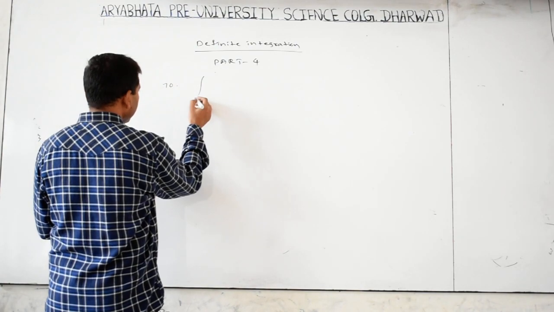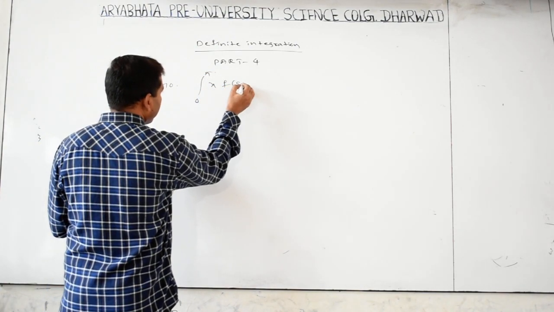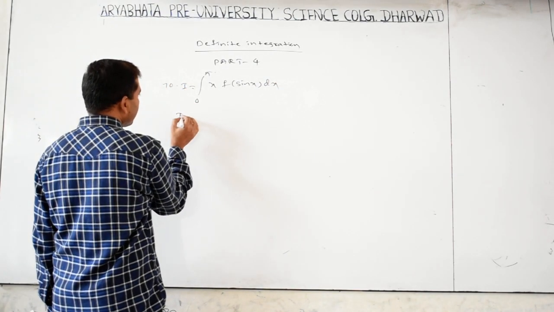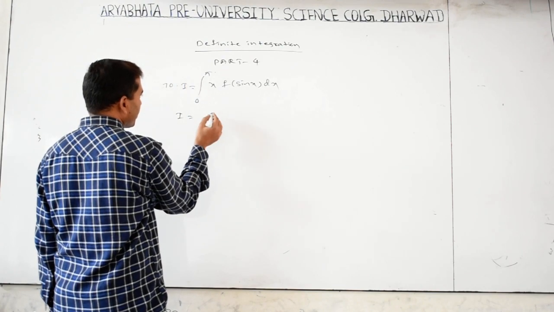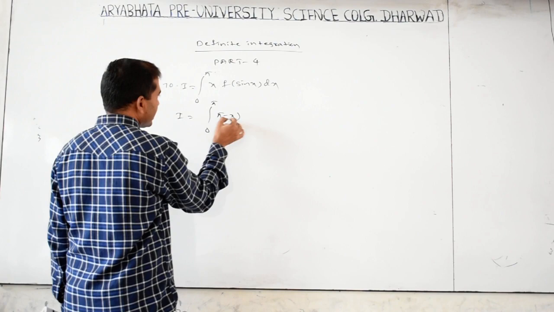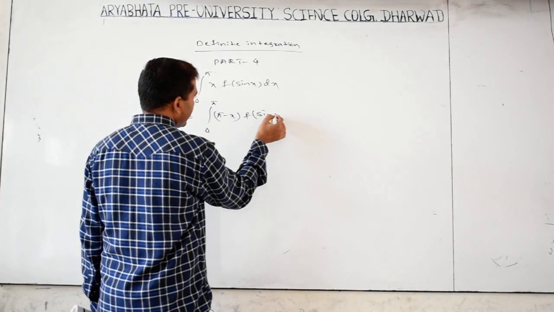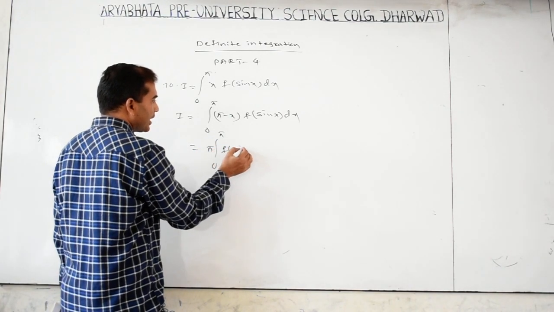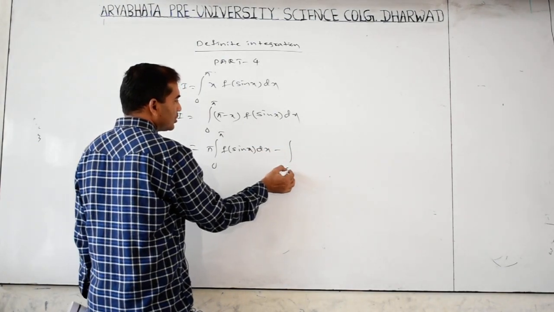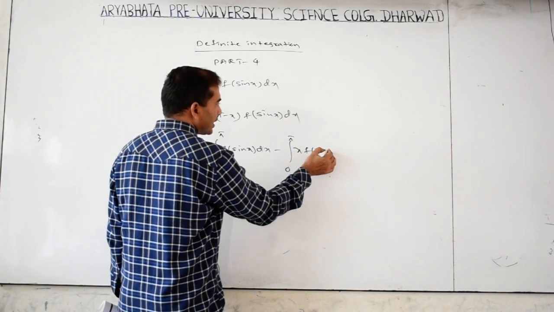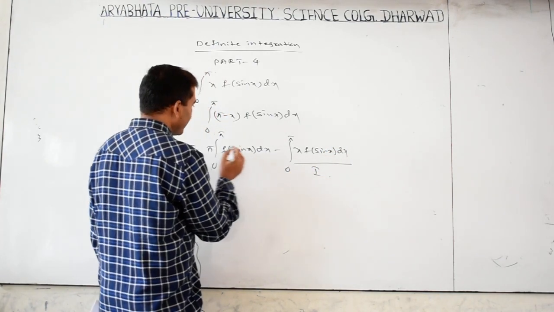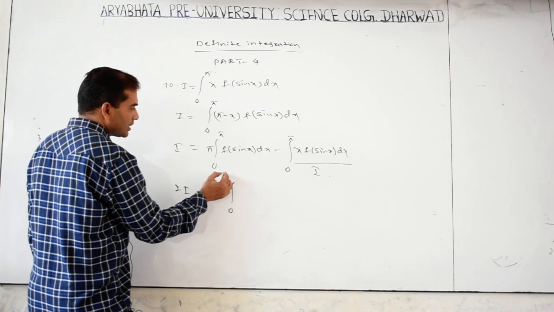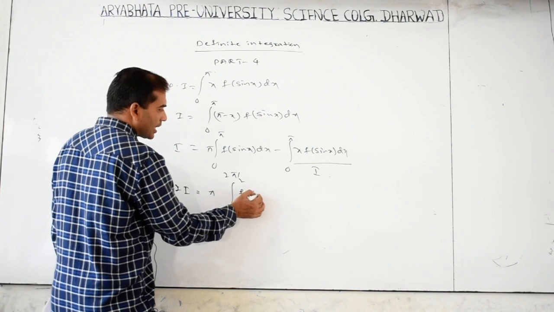Next, question number 17: integral 0 to pi of x into f of sin x dx. Let this be I. Since x is there, we should eliminate it, and we do that by using a property. 0 to pi of (pi minus x) into f of sin(pi minus x), which is sin x, dx. That is 0 to pi of pi into f of sin x dx minus 0 to pi of x into f of sin x dx, which is equal to I plus I, 2I equal to pi into 0 to pi f of sin x.